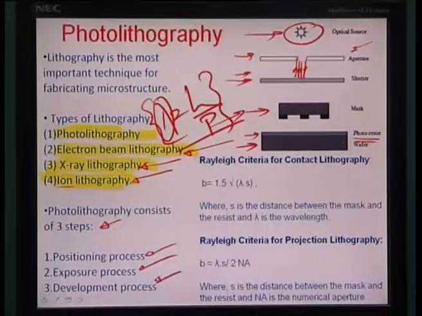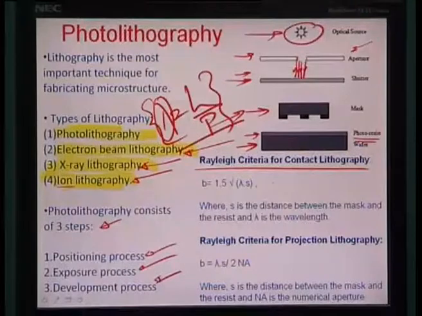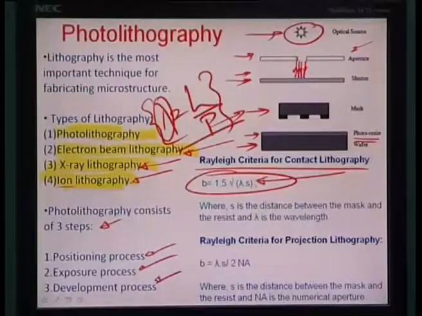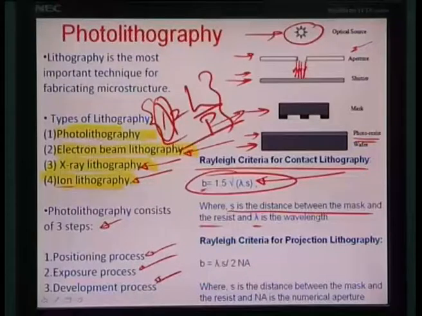Some of the important aspects about photolithography, especially for contact lithography, is what you call the Rayleigh criteria. Here you get this relationship wherein B, the resolution distance between 2 features, is proportional to root of lambda times S. Lambda is the operating wavelength, and S is really the distance between the mask and the resist. So essentially this particular distance.